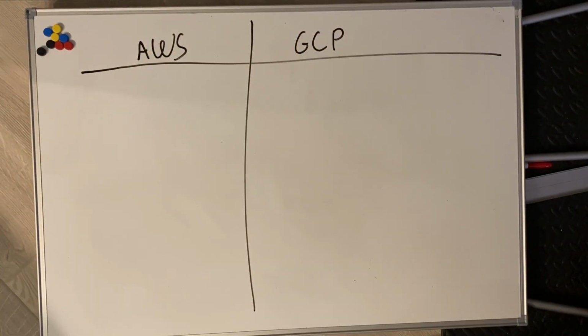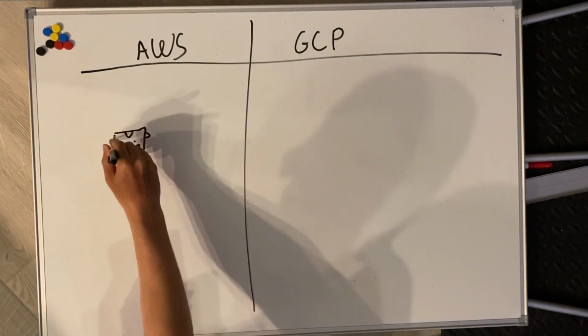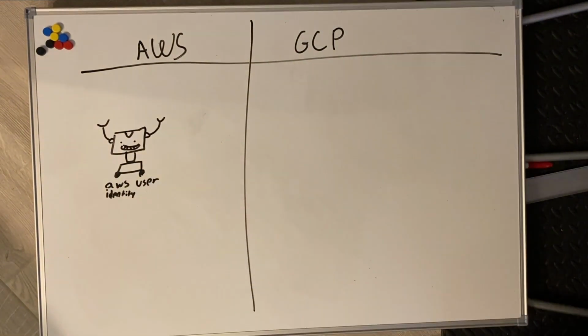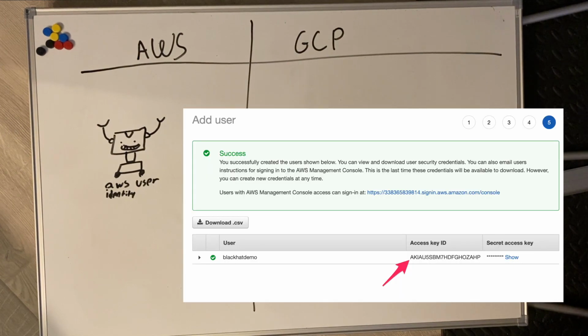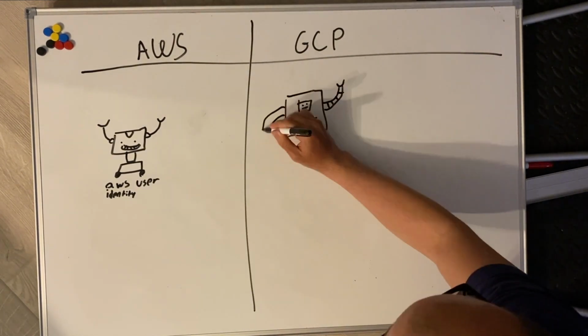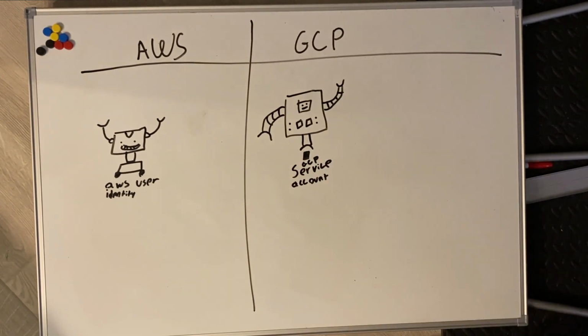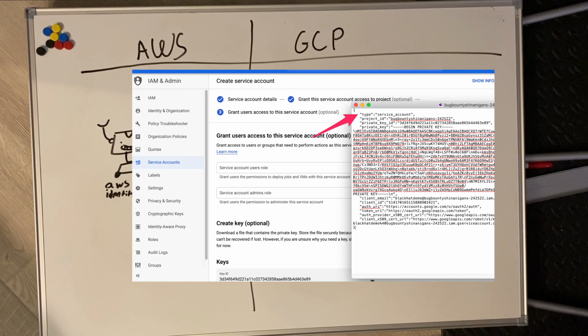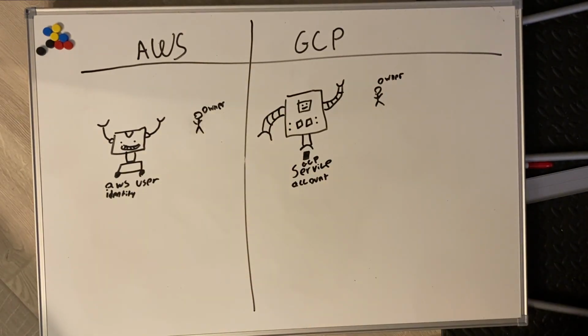First, in AWS, we have user identities, and those user identities can be exported in the form of credentials, which look something like this. In GCP, the equivalent is a service account. And service accounts can also be exported in credentials that look a little bit differently. They look like this. And in both cases, we have owners of these identities.